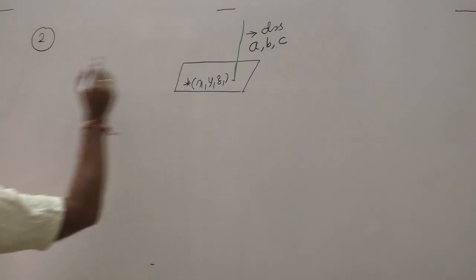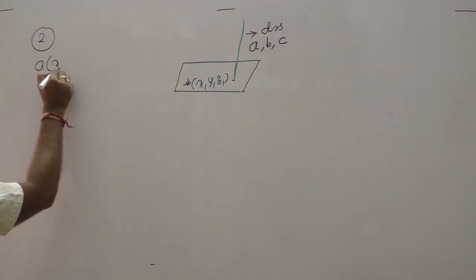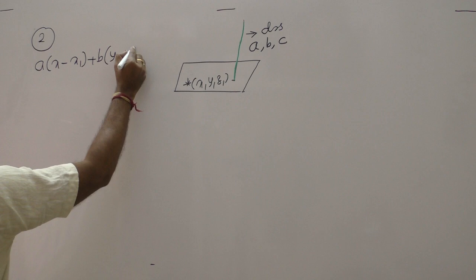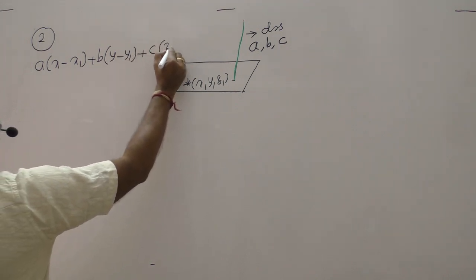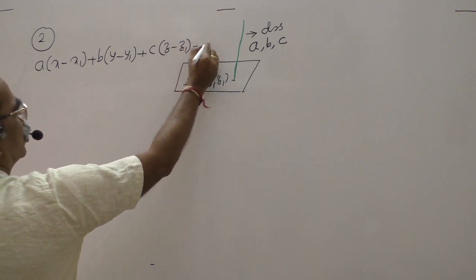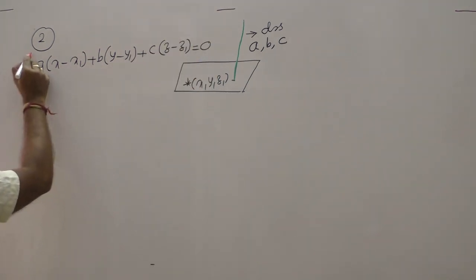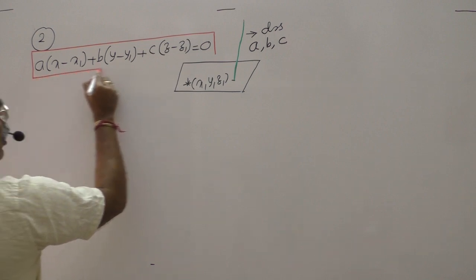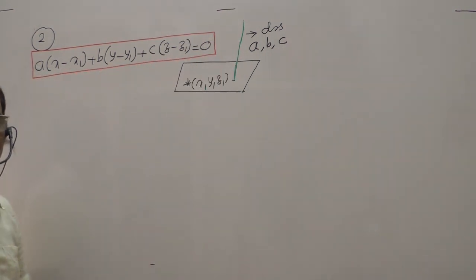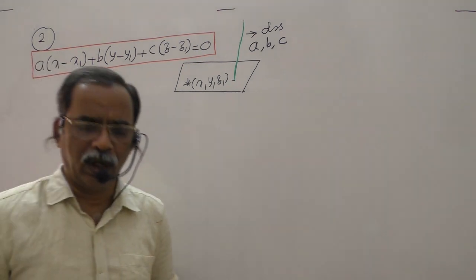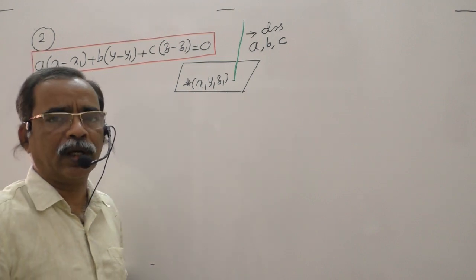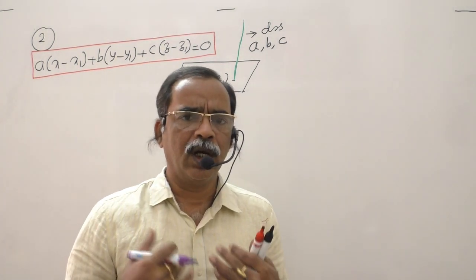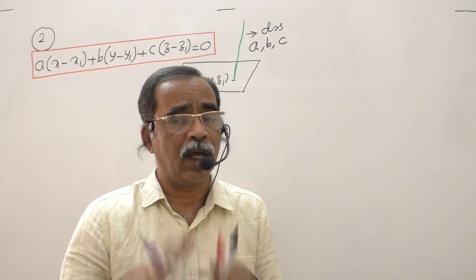In this case, the equation of the plane is a into x minus x1 plus b into y minus y1 plus c into z minus z1 is equal to 0. This is the equation of the plane. This should be applied when a point on the plane is given and DRs of the normal are given. This is the most useful formula in planes. We will be using this on many occasions. So this is 3D geometry, which is similar to vector algebra. We should study both simultaneously.